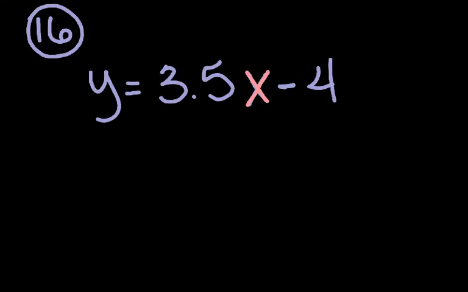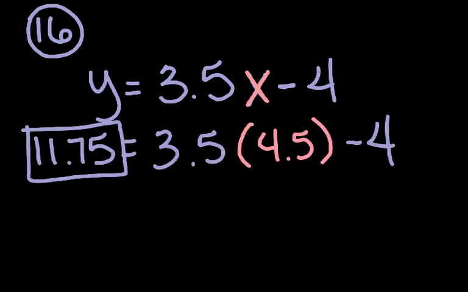Number 16 says, if a set of data points has a trend line of y equals 3.5x minus 4, what is the predicted value of y when x equals 4.5? Just replace the x with 4.5 and put it in your calculator and get yourself an answer, which should come out to 11.75, which should be the letter D.